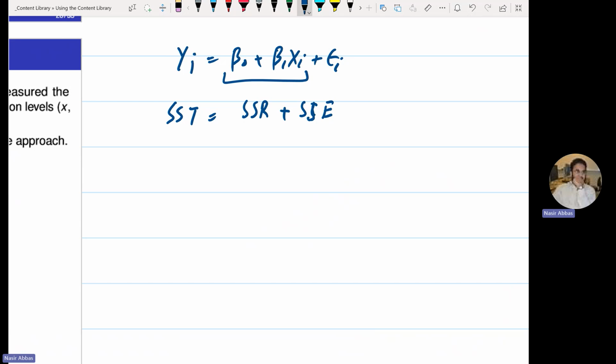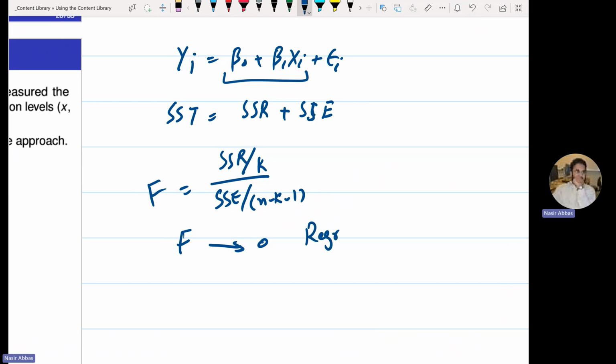But it was difficult to judge if it is close to 0 or close to SST. So we defined a statistic, which is SSR divided by 1, over SSE divided by n minus k minus 1. And we called it F. You remember that? And we said that if this F is close to 0, the regression is insignificant.